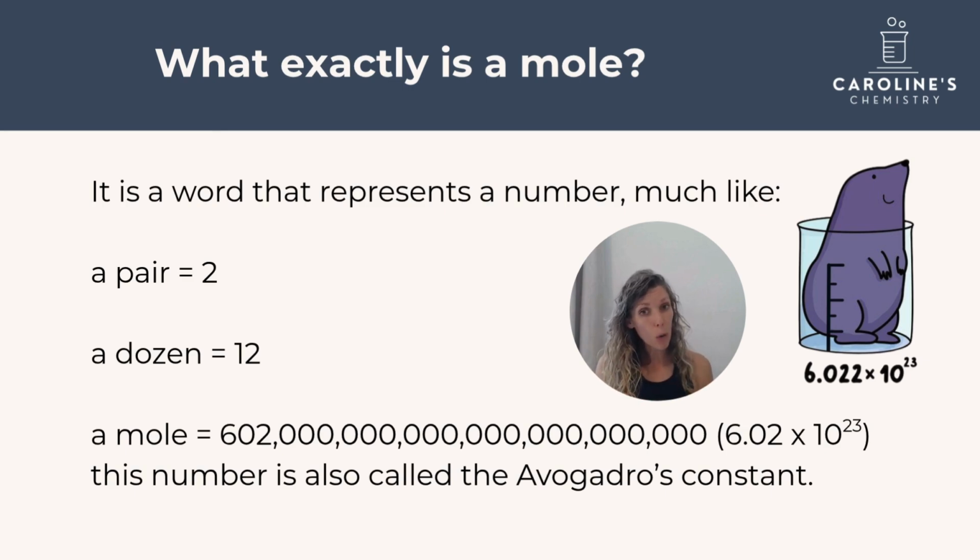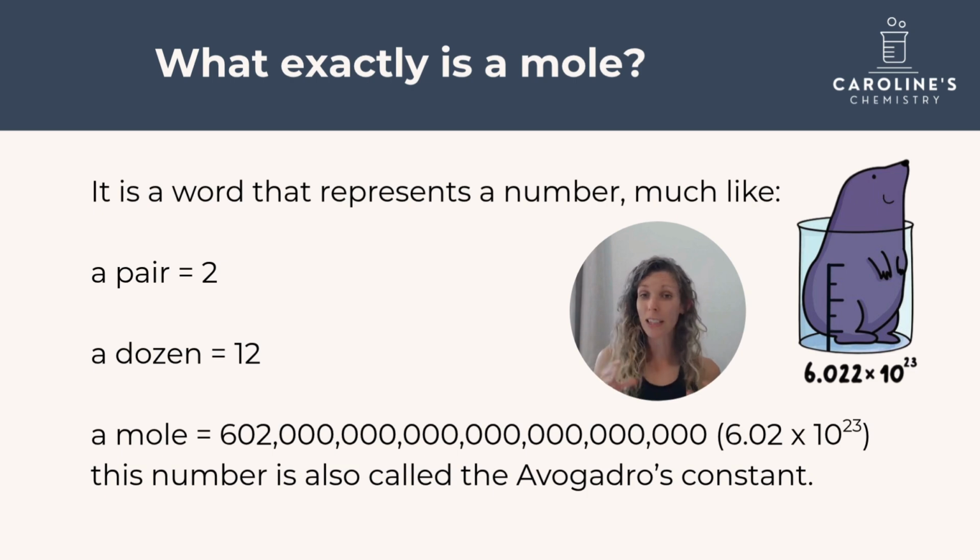The word mole means the number 6.02 times 10 to the 23. And you can see it written in full, that very big number, down below. The same thing applies. So if I have 6.02 times 10 to the 23 kittens, I have a mole of kittens. Now that would be a lot of kittens and a lot of chaos, but the point stands. The word mole represents a number. A dozen is 12, a mole is 6.02 times 10 to the 23.